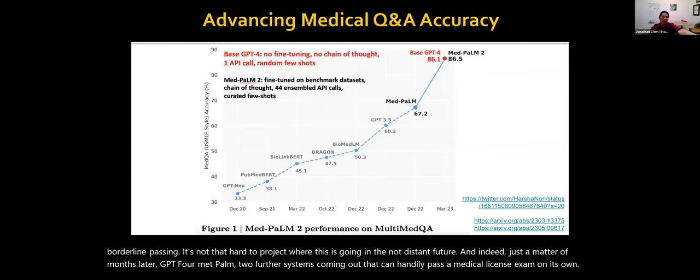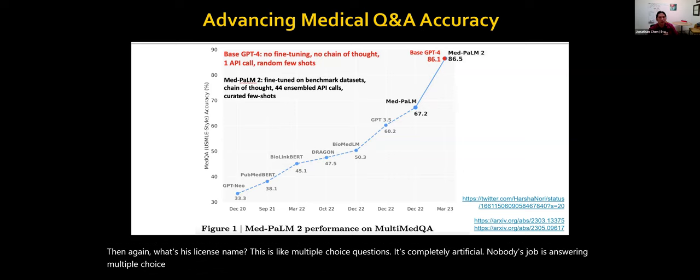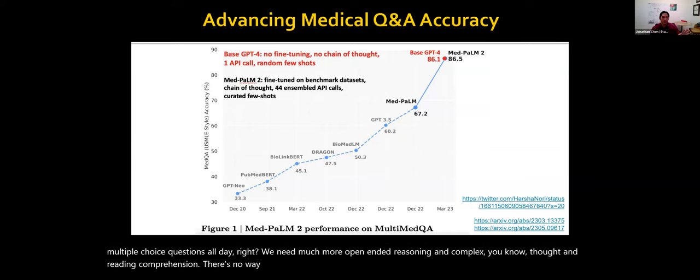Then again, what is this license exam? This is multiple choice questions. That's completely artificial. Nobody's job is answering multiple choice questions all day, right? We need much more open-ended reasoning and complex thought and reading comprehension. There's no way that multiple choice represents that.